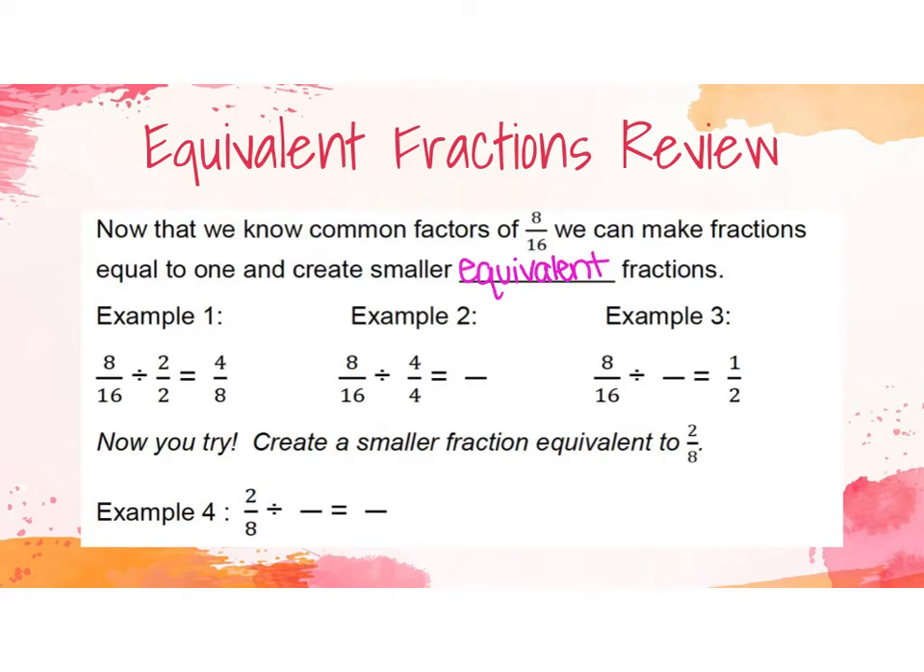In example number 1, 2 is a common factor of both 8 and 16. So we divided both our numerator and denominator by 2 to get an equivalent fraction of 4/8. In example number 2, another common factor of both 8 and 16 is 4. So when we divide both our numerator and denominator by 4, 8 divided by 4 is 2 and 16 divided by 4 is 4. So 2/4 is an equivalent fraction to 8/16.